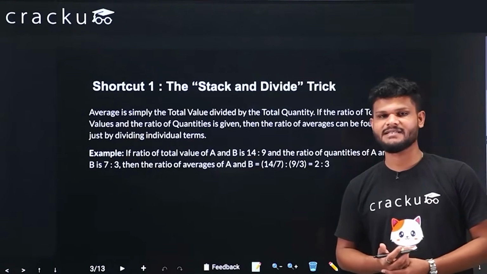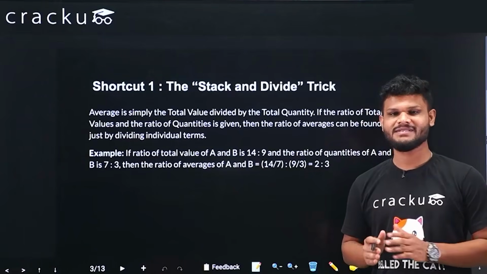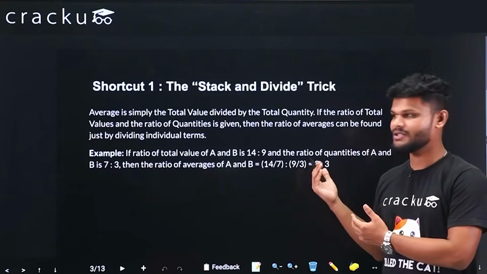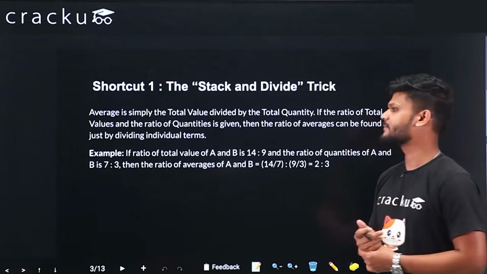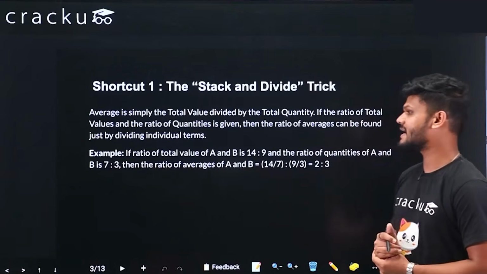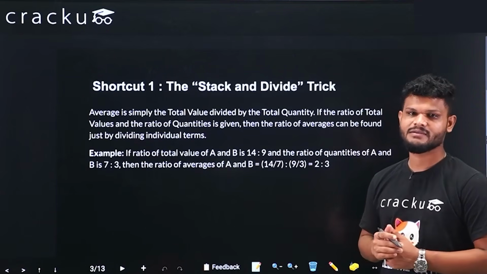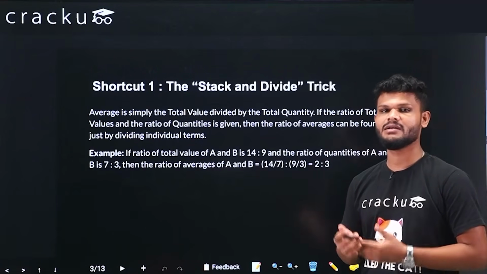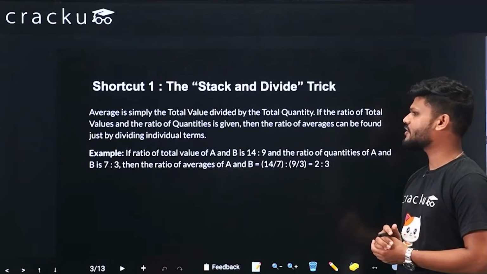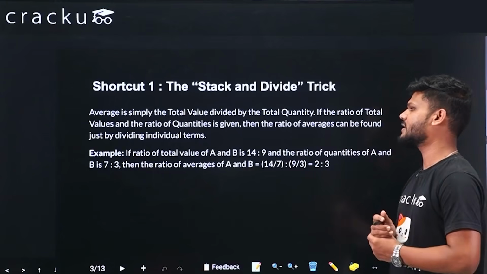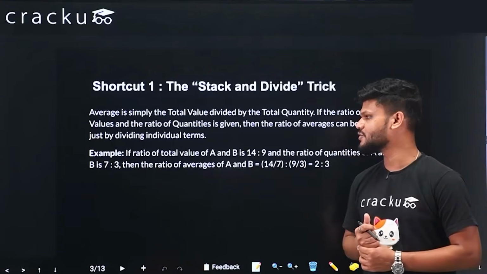Our first one is the stack and divide trick. You don't have to remember all these names. These are just names which I gave to the shortcuts. Basically, you have to understand the concept behind the method. It says that average is simply the total value divided by total quantity. We all agree on this. So if the ratio of total values and the ratio of quantities is given, then the ratio of averages can be found just by dividing the individual terms.